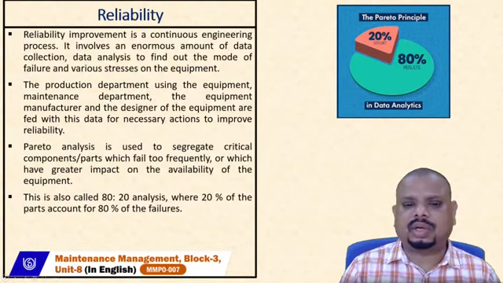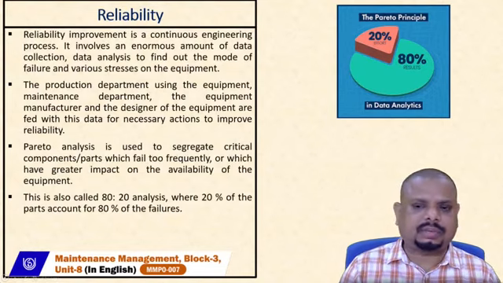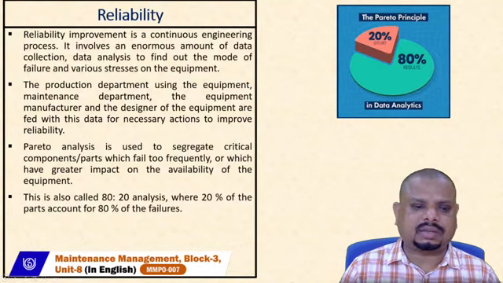That means reduce the chances of failures. In most cases, Pareto analysis is used to separate the critical components or parts which fail too frequently. For example, in the case of gearboxes, you are using a vast number of components, known as O-rings or oil seals.